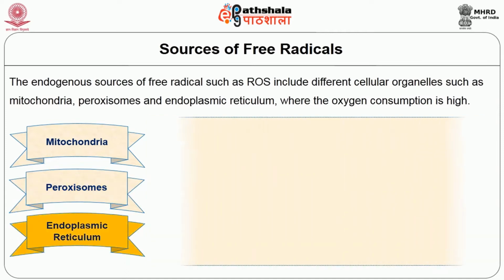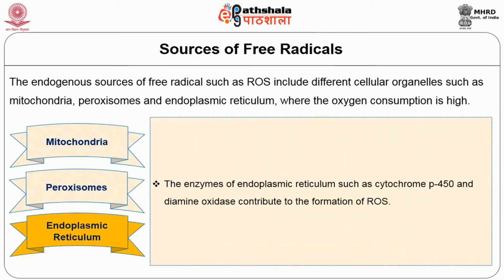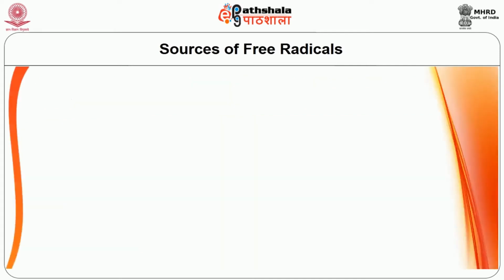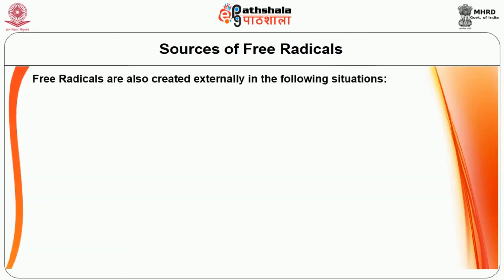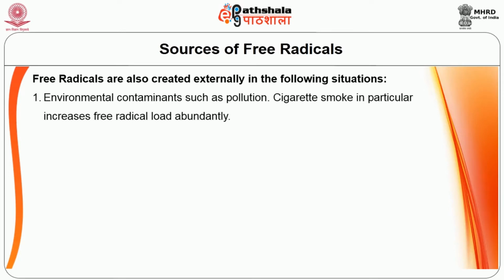Coming to the endoplasmic reticulum, the enzymes of endoplasmic reticulum such as cytochromes P450 and diamine oxidase contribute to the formation of reactive oxygen species. Free radicals are also created externally in the following situations. The first one is environmental contaminants such as pollution. Cigarette smoke in particular increases the free radical load abundantly.